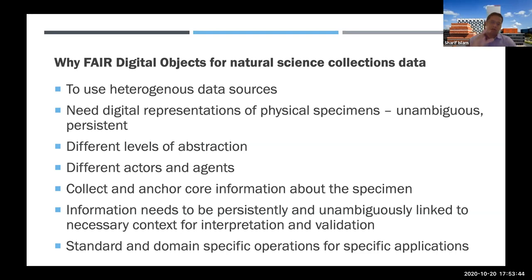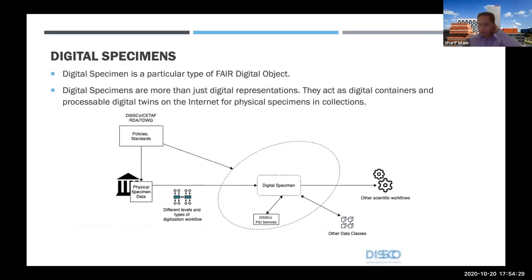This is also important: when, for example, you move data from server to server, this context often gets lost and we see problems with migration and interoperability. So that context needs to be attached to the digital objects through metadata and persistent identifiers. And of course, there are standard operations like read, write, delete, update. There might also be domain-specific operations for a specific application that need to be supported. These applications will evolve, and 10 years later we'll have a different version, but that shouldn't make it necessary to redesign our data infrastructure just because one application has changed. So we need to be ready for that as well. Alex already talked about this idea of digital specimens, which is basically a particular type of FAIR digital object.